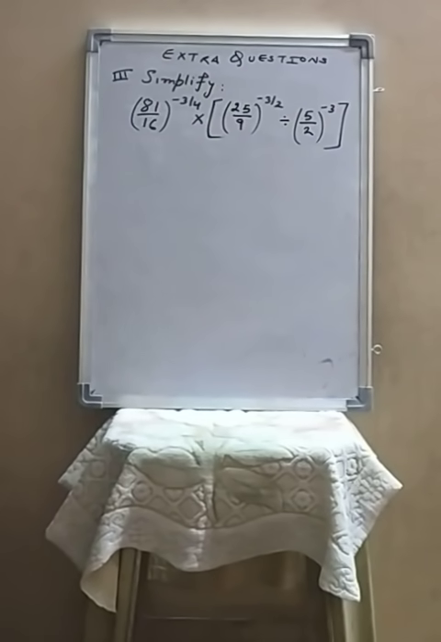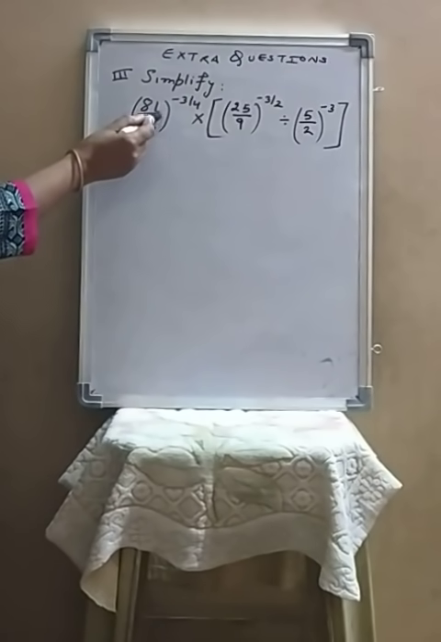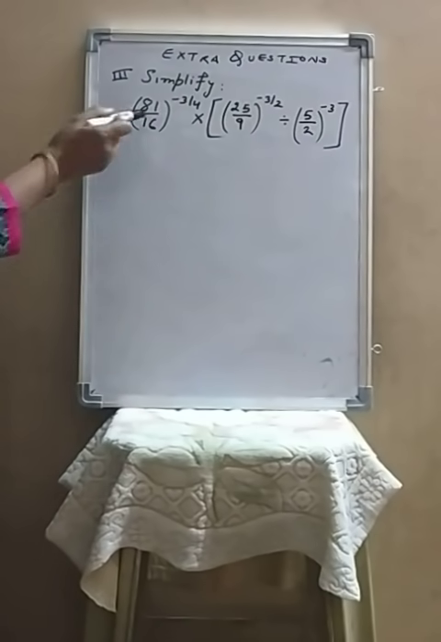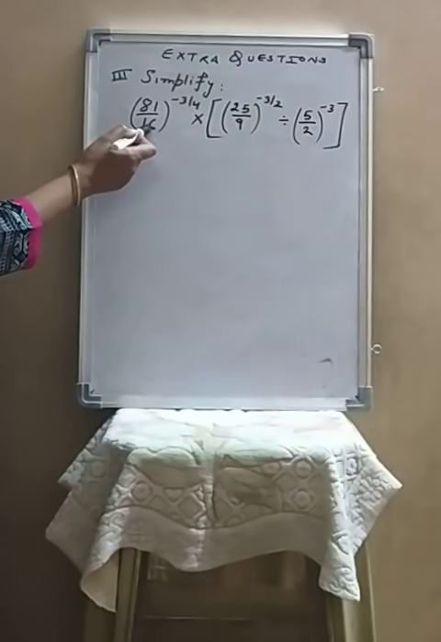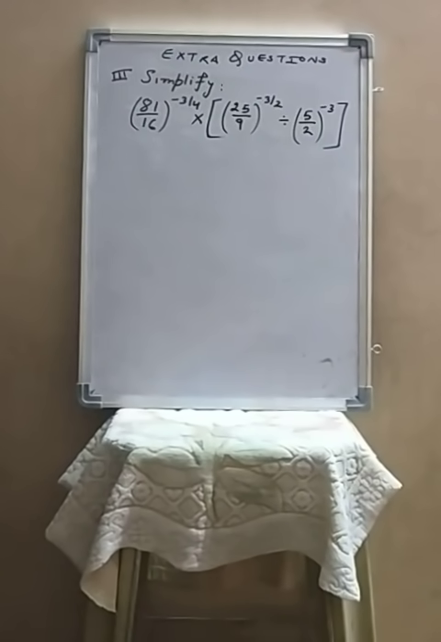Let us take one more example, children. In this, the question is to simplify this expression, and this we are going to do again by using laws of exponents. Here you can see 81 divided by 16. 81, if you make its factors, you will get it is 3 raised to the power 4. Similarly, 16 is 2 raised to the power 4.